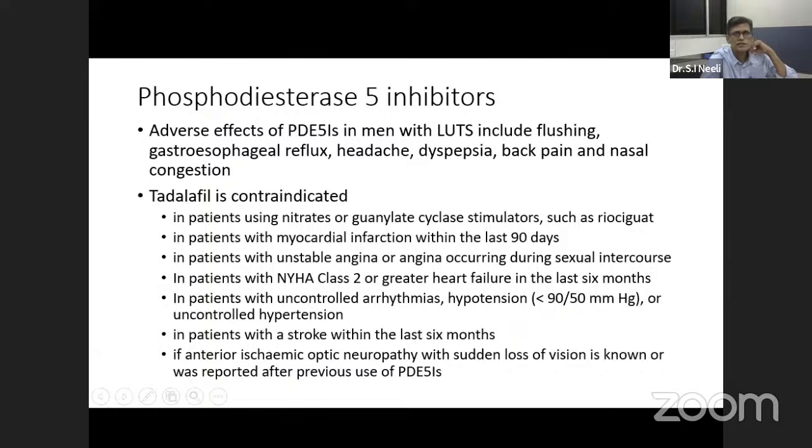The adverse effects of PDE5 inhibitors include flushing, GE reflux, headache, dyspepsia, back pain, and nasal congestion. PDE5 inhibitors are contraindicated in patients using nitrates, in patients with MI within the last 90 days, patients with unstable angina, patients with NYHA, New York Heart Association, class 2 or greater heart failure, in patients with uncontrolled arrhythmias, and in patients with stroke in the last 6 months. Also, if the patient has anterior ischemic optic neuropathy with sudden loss of vision, then PDE5 inhibitors are contraindicated.